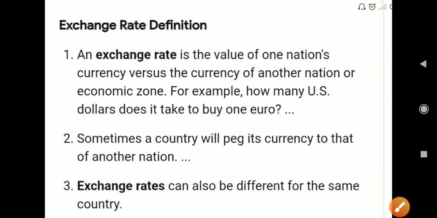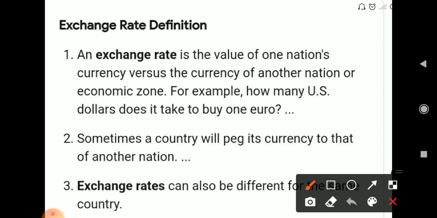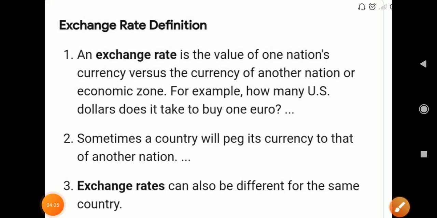So next, sometimes a country will peg its currency to that of another currency. The country will peg its currency to another currency. Sometimes some countries will do that.